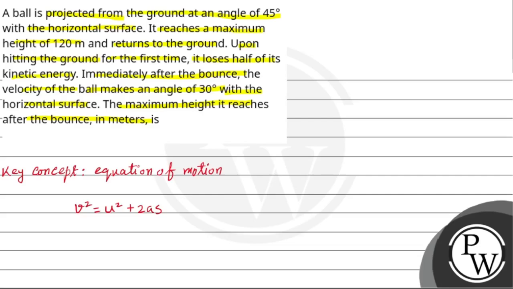So if we put v equals to 0, 0 equals to u square plus 2 into minus g into s, where s equals to h, that is the maximum height traveled. This gives us u square equals to 2gh, that is h equals to u square by 2g. Now we will use this formula here to solve the question.